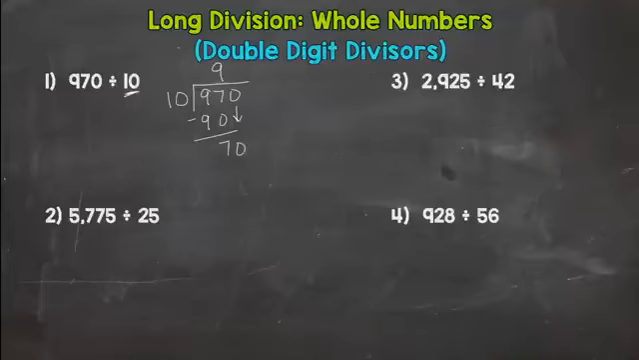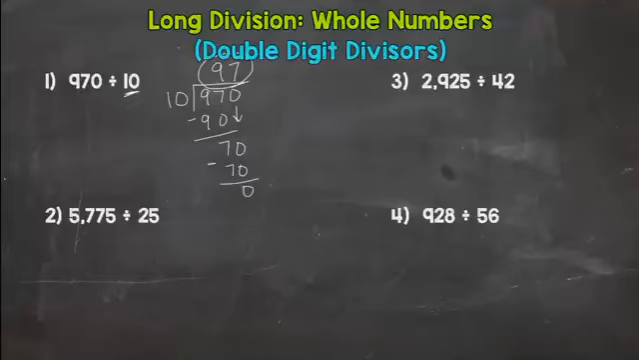70 divided by 10, or think of it as how many whole groups of 10 can I make out of 70, and it is 7. 7 times 10 is 70. Subtract, I get a nice clean cut, no remainder, quotient of 97. And remember, quotient means answer to a division problem.